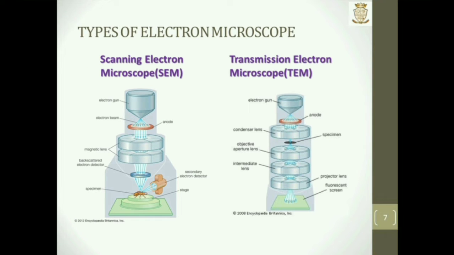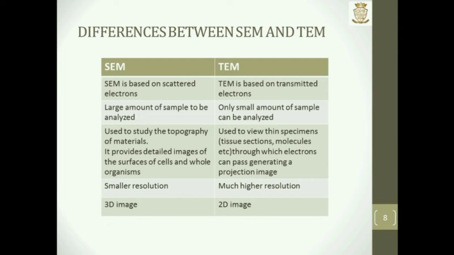There are two types of electron microscopes used in clinical and biomedical research settings: the transmission electron microscope and the scanning electron microscope. Differences between scanning electron microscope and transmission electron microscope. Scanning electron microscope is based on scattered electrons. Transmission electron microscope is based on transmitted electrons. In scanning electron microscope, a large amount of sample can be analyzed. In transmission electron microscope, only a small amount of sample can be analyzed.